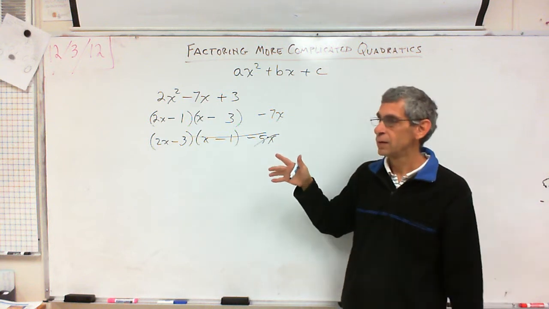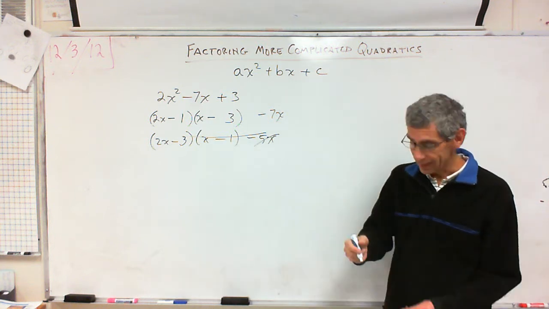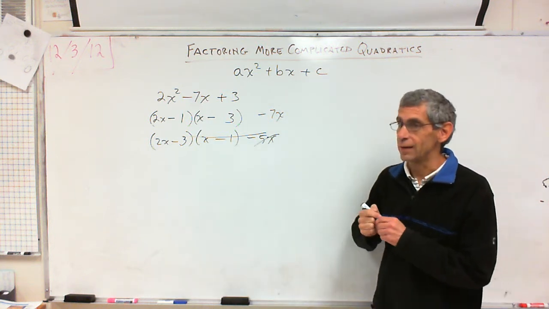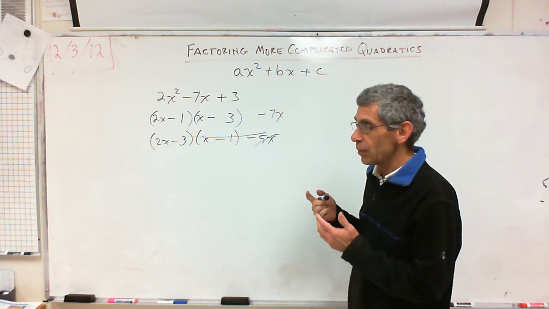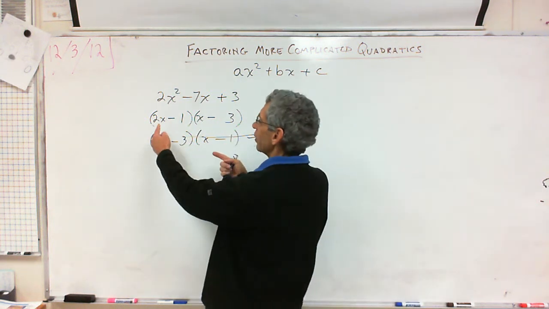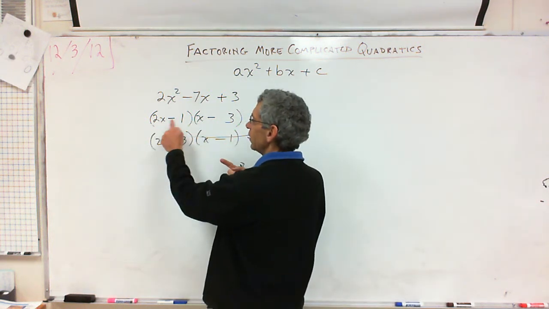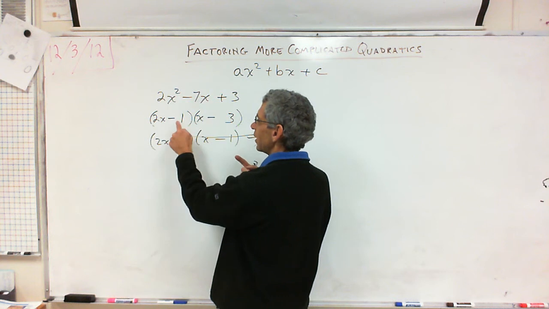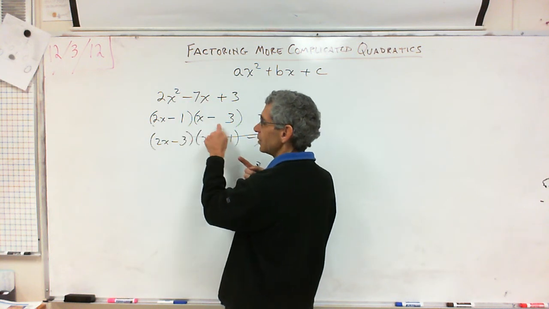I'm kind of confused. Okay, well, exactly. They're a little more complicated. But remember, you guys know how to FOIL. This times this, that's first. Outside, this times this. Inside, this times this. And last, this times this, right?